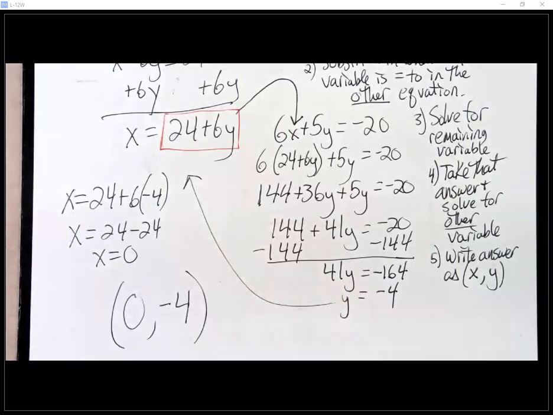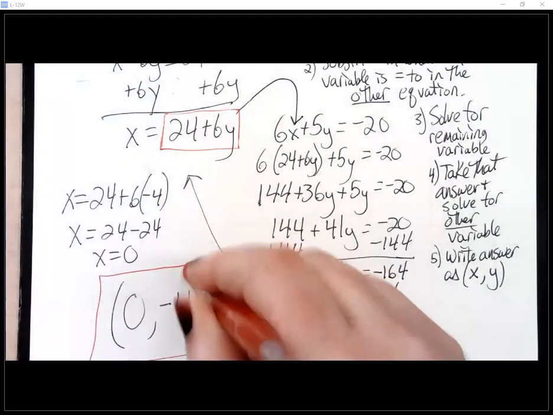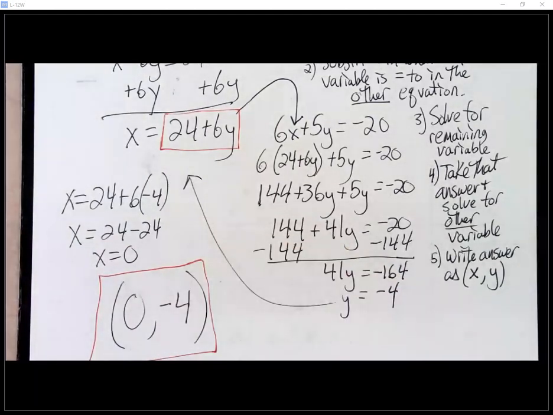Done. You could check this answer if you wanted. You should be able to take 0, -4 and plug it into both originals, and it should work. If it doesn't, you did something wrong.